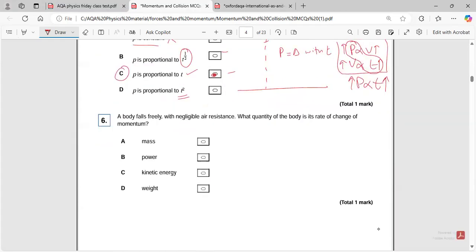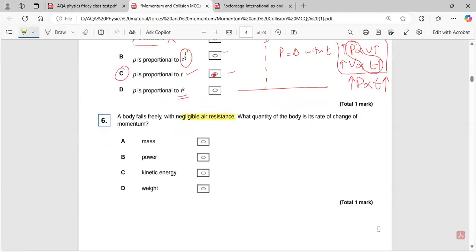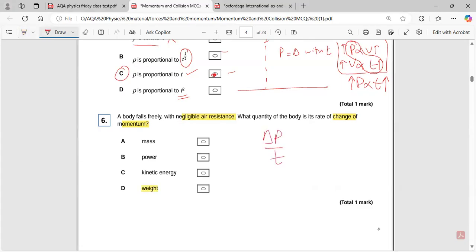Let's move to number 6. A body falls freely with negligible air resistance. Negligible air resistance again means that it is free falling, acceleration 9.81. What quantity of the body is the rate of change of momentum? Well, that's easy. It's actually the weight. Why? Because we know that the rate of change in momentum is equal to force, and the force is only the weight. Kinetic energy, power, mass, these are not forces.